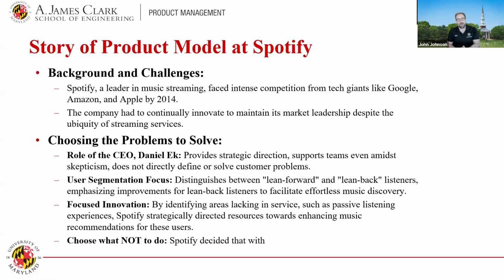The product model at Spotify was used in the process of reacting to a pretty significant threat. The background is that in 2014, Spotify was the leader in the streaming industry, but it faced intense competition from giants like Google, Amazon, and Apple. And while they had the majority of the streaming service market, they knew that this was going to be a significant challenge.